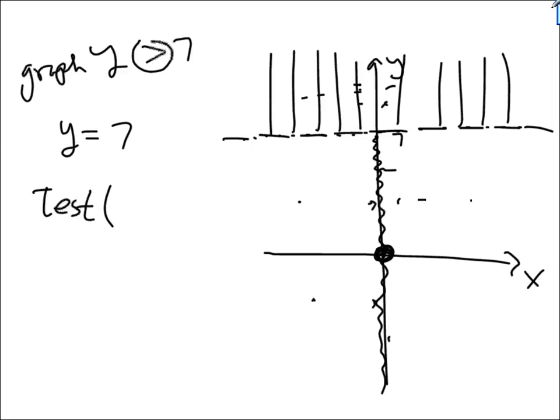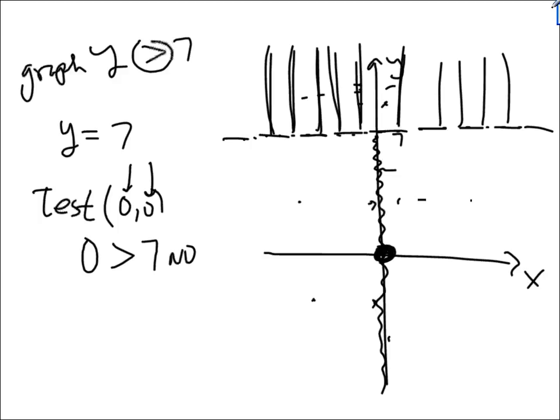0, 0 is below the line. Let's test 0, 0. Wherever I see x, I put 0. Wherever I see y, I put 0. If I don't see y, I don't put 0 for y. Is y bigger than 7? No. Don't shade in the half that has 0, 0. So shade the other way. And there's your graph.